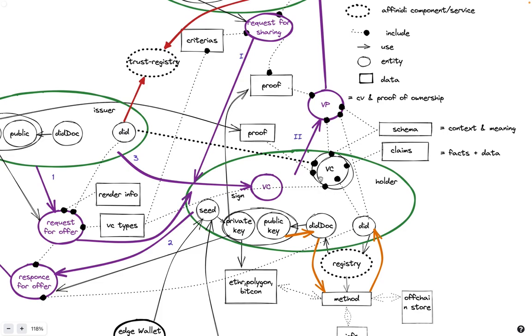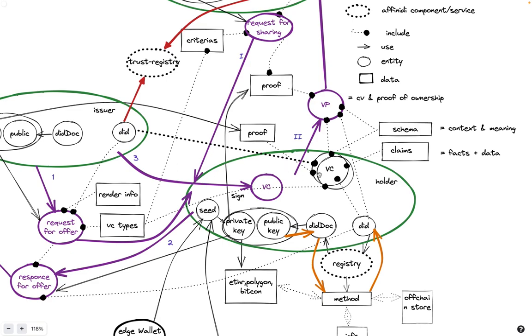As you could see, a VC contains a lot of different things. First of all, the schema that sets the context and meaning of the data. What's more important, it contains the claims, the facts and data about you or some other things that you want to share with others. So it's the way you extend your identity, not only with public keys but with facts about yourself or maybe about other people.